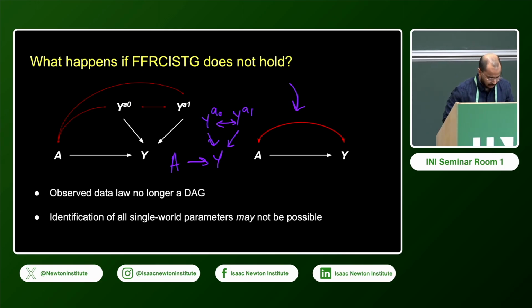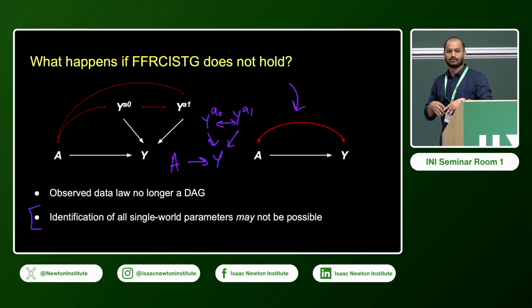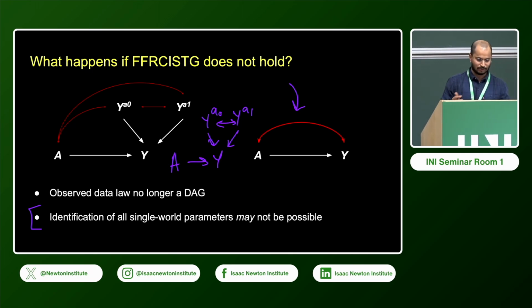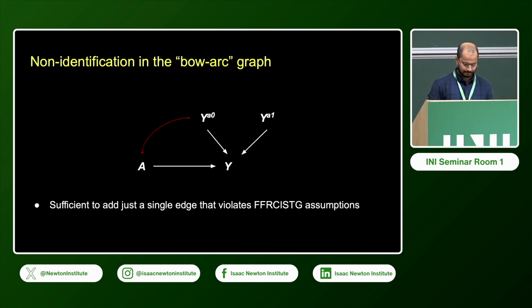Okay, and so in such cases, identification of all single world parameters may not be possible. So it could be that you could get identification, but in some cases, if you have enough other information, so for example, if you have something like a front door graph, which I'll talk about in part 2, you might end up with identification.